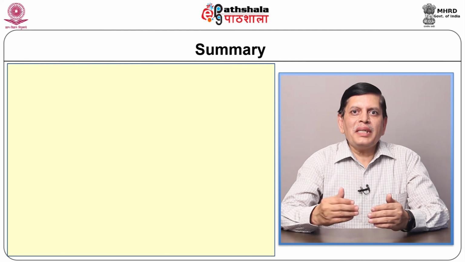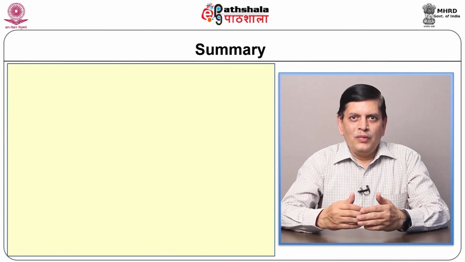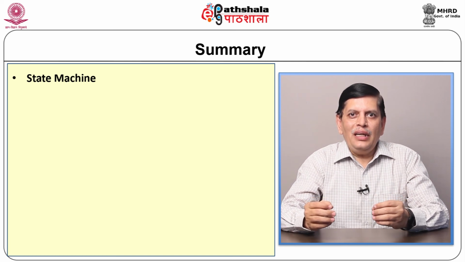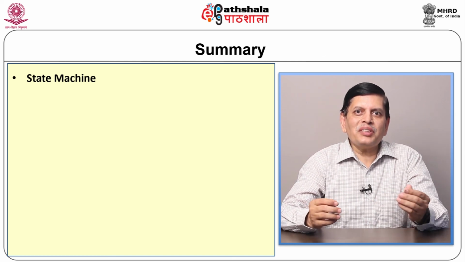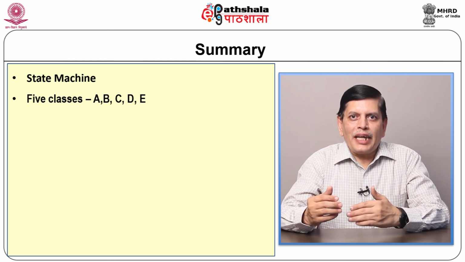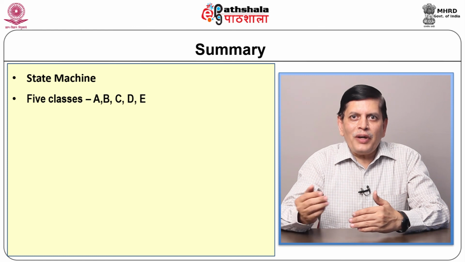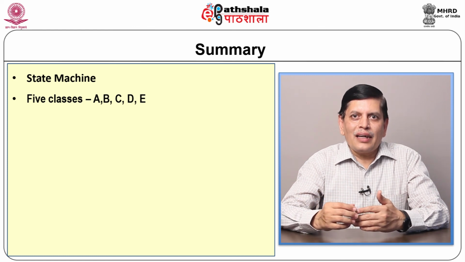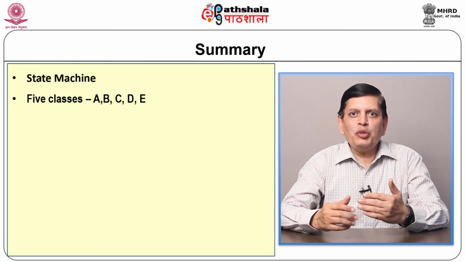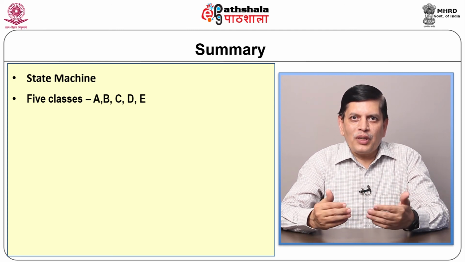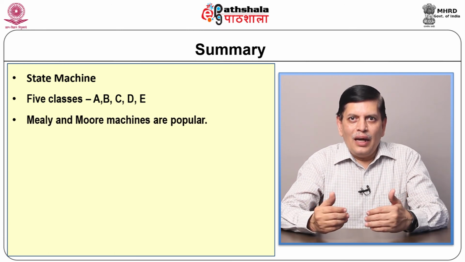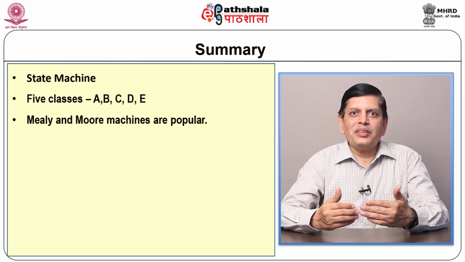Let us now sum up the things that we have studied in this module. We have discussed finite state machine. In this finite state machine, there are a finite number of states the sequential circuit can undergo. There are 5 different types of state machines. These finite state machines are classified as class A, class B, class C, class D and class E. This is dependent upon how many flip flops are used, whether the input and output decoders are present or absent, and there are several other combinational circuits.